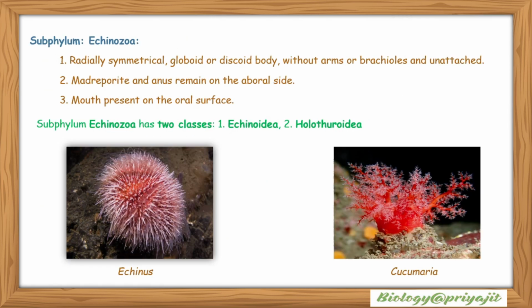Subphylum Echinozoa, they are radially symmetrical. Their globoid or discoid body is without arms or brachioles. Their madreporoid and anus remain on the aboral side. Mouth is present on the oral side. So the subphylum Echinozoa has two classes, Echinoidea and Holothuroidea.